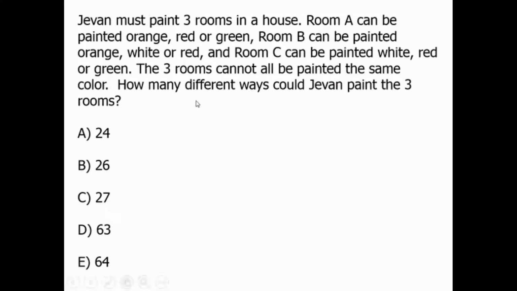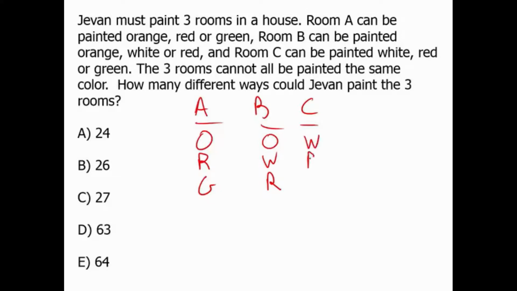So we have 3 rooms. We have room A, B, and C. A can be painted orange, red, or green. Room B can be painted orange, white, or red. And room C can be painted white, red, or green. And we want to know how many combinations. And the only condition that's not allowed is all 3 rooms being painted the same color.